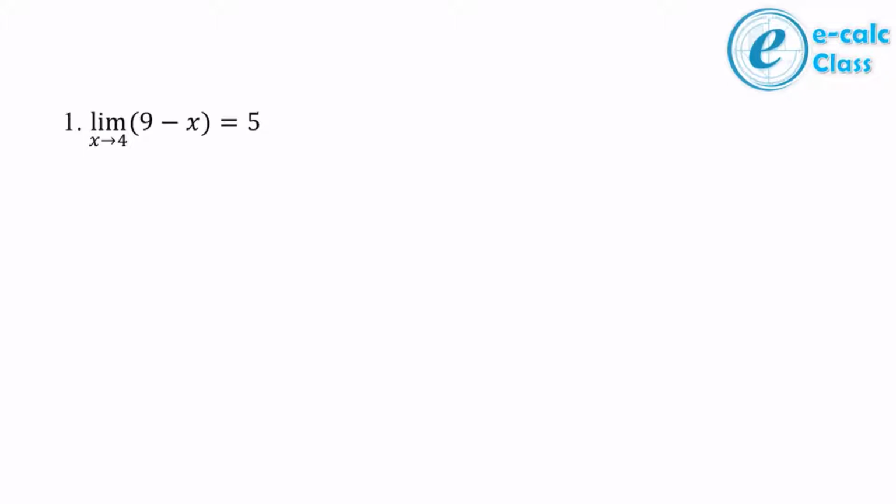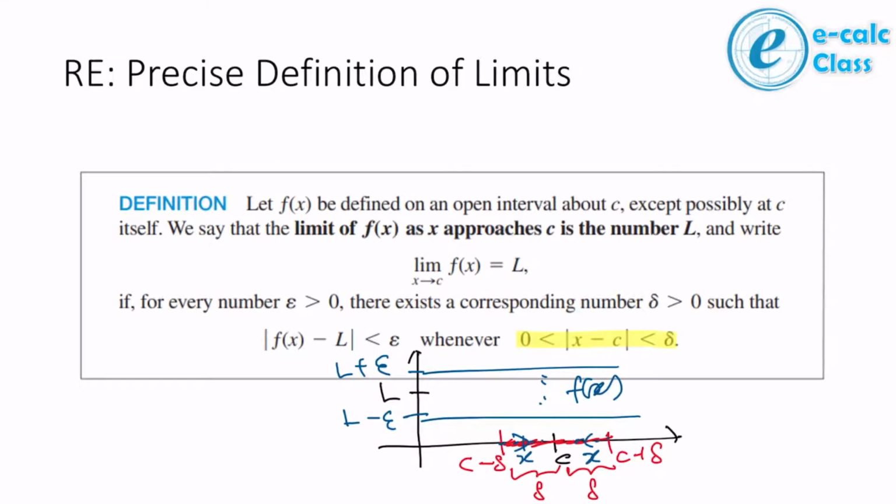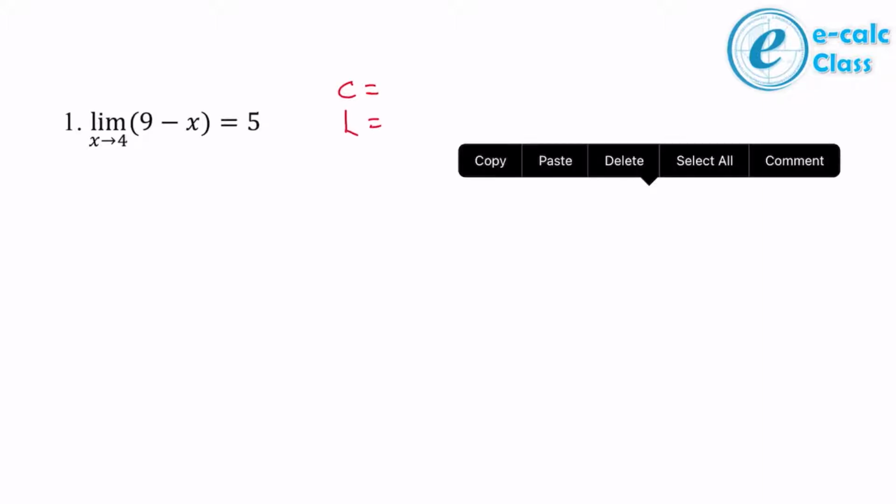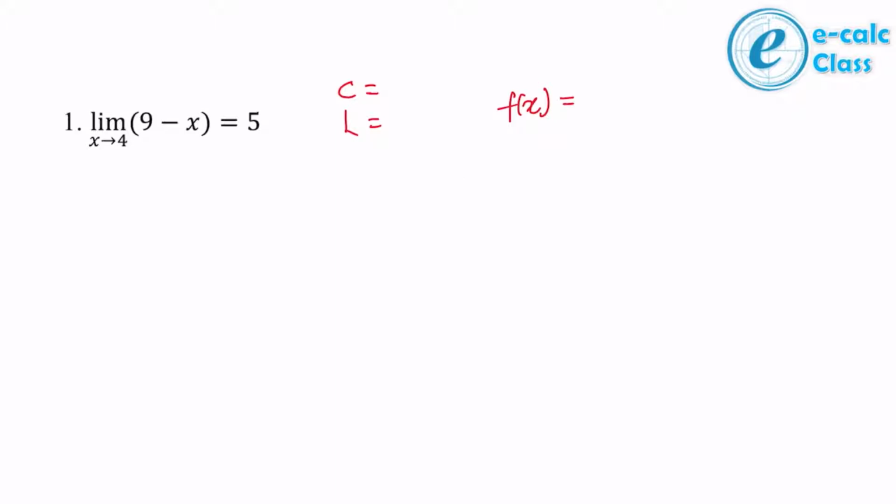We need to prove that the limit of 9 minus x as x approaches 4 is equal to 5. So this is a two-sided limit, right? Which we have to refer to this definition. Okay, so the first thing you have to do is to determine your c, your L, and your f(x). Then you just go and fill in the blanks. In this case, your c is 4, your L is 5, and your f(x) is 9 minus x. Am I right? So how to write the proof?